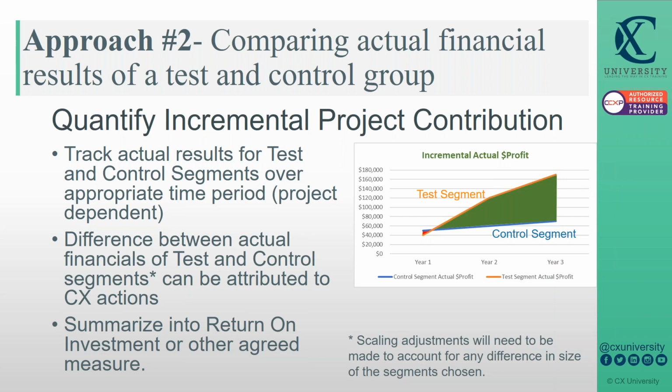Now, two footnotes here. One is, again, choosing the right profit measure is the same challenge as I defined before. But in this case, you might have two segments that are fundamentally different sizes. And because you're going to be measuring dollar profit, you'll need to do some scaling adjustments for doing the comparisons to show the dollar profit difference. But that should be relatively straightforward. And obviously, the final step here is to summarize that into your return on investment measure or whatever else your company uses.